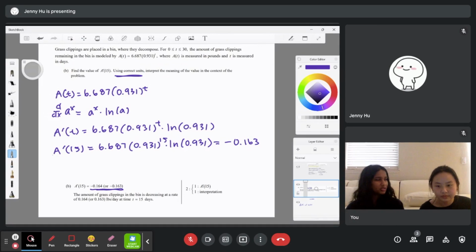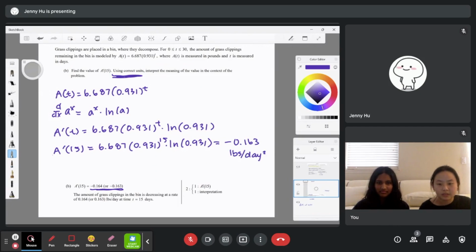Are units required for this question? Technically, for the first part, units are not required. However, the question does say to use correct units for the second part. Therefore, I recommend writing it down anyway. So the units would be pounds per day squared.